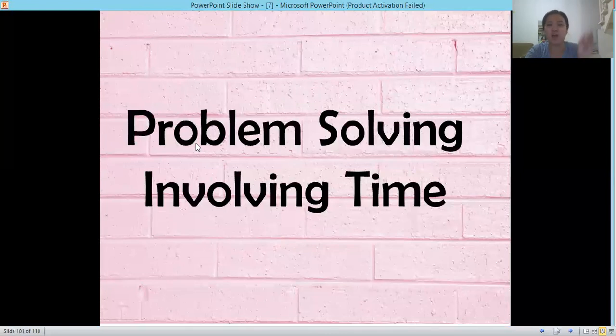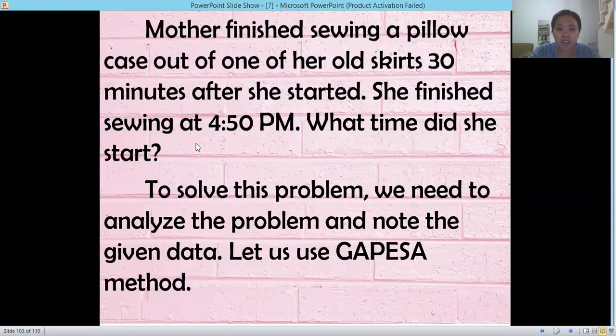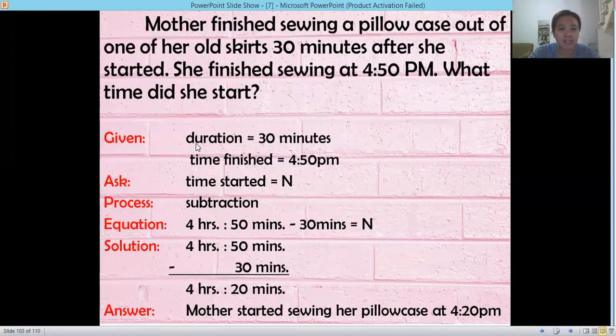Okay, now let's go to our problem solving, the last topic in our math. Mother finished sewing a pillowcase out of one of her old skirts. 30 minutes after she started, she finished sewing at 4:50. What time did she start? To solve this problem, we need to analyze the problem and note the given data. Let us use the GAPESA method. The given are the time, 30 minutes, and 4:50 p.m. What is asked? What time did she start? Make sure that you know this one because there will be something like this in our exam.